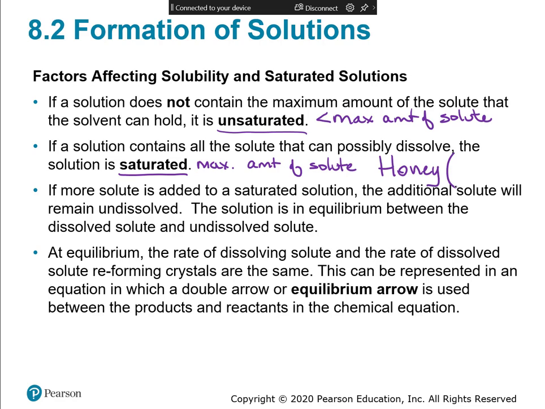Okay? A saturated solution, super thick. It has as much sugar dissolved in it as possible. It can't dissolve any more. That's a saturated solution. So think of honey. It is the max amount of sugar dissolved. If you add any more, like if I tried to add sugar to molasses, it would just be a crystal down in the bottom.